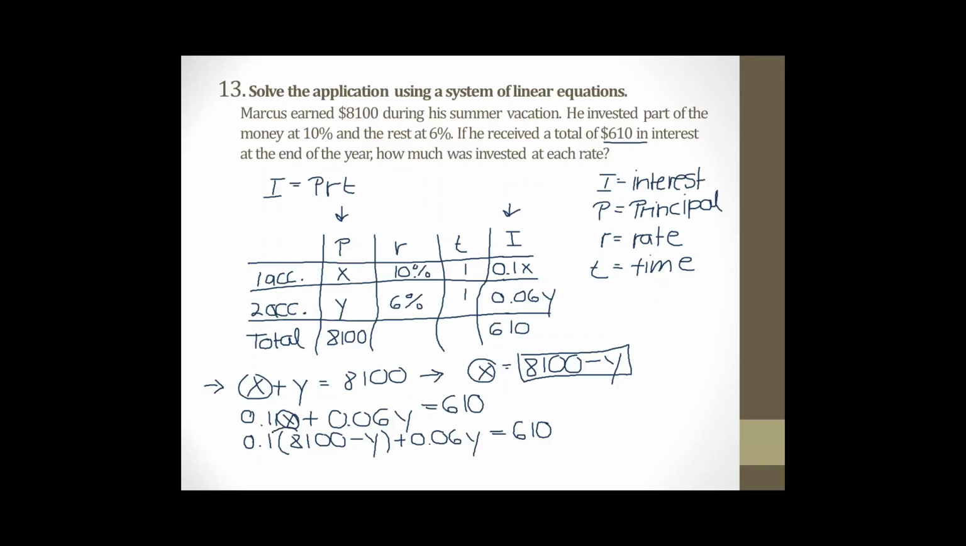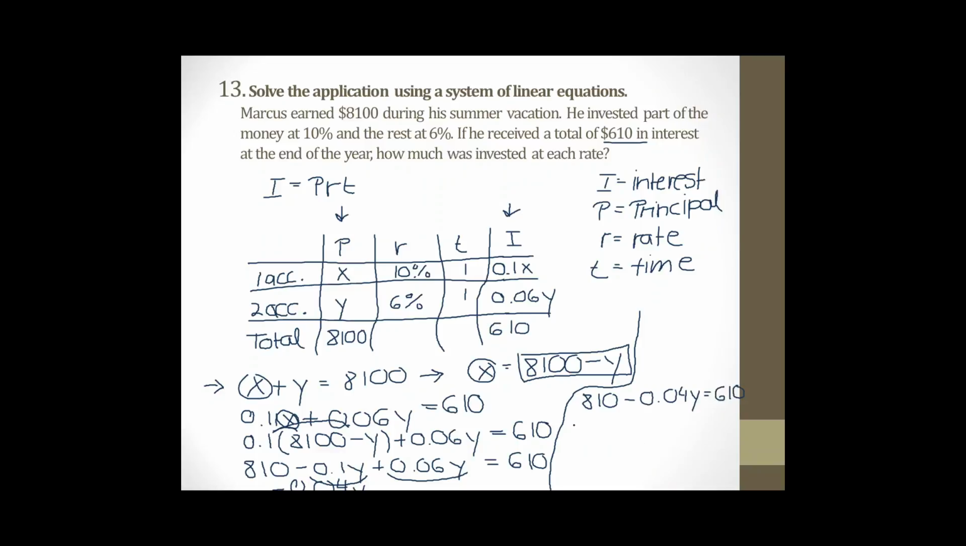Using distributive property, I'm going to distribute my 0.1. I will get 810, and then 0.1 times negative y, so I get negative 0.1y plus 0.06y, which is equal to 610. Combining like terms right here gives me a negative 0.04y. So I still have my 810. Then combining these two together gave me negative 0.04y, and that is equal to 610.